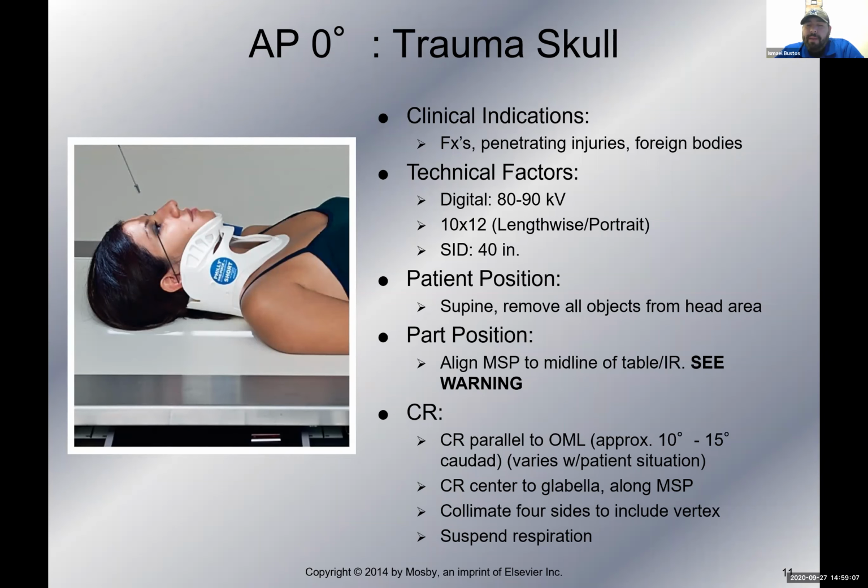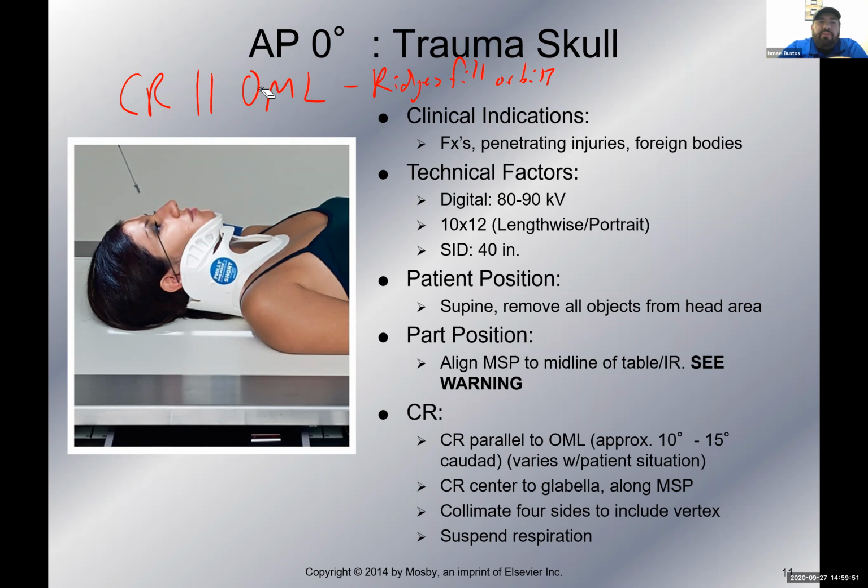Now, the patient is laying on the table. Obviously, they're not going to be able to flex their head to bring the OML perpendicular. But remember, in order to have a good AP 0-degree, we want to be able to see the petrous ridges within the entire orbits. That's going to happen if the CR is parallel to the OML, right? Those two lines are parallel. If the CR is parallel to the OML, the ridges fill the orbits.